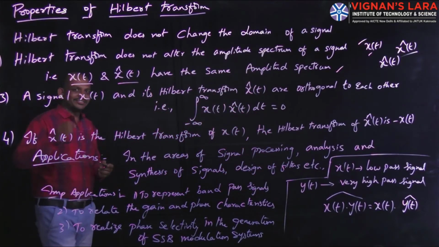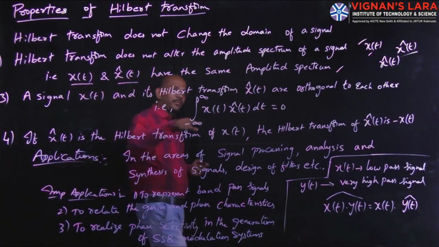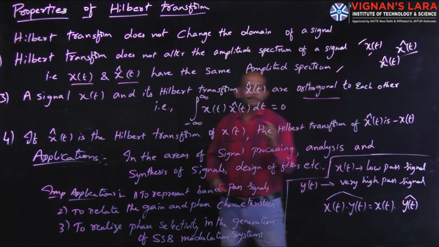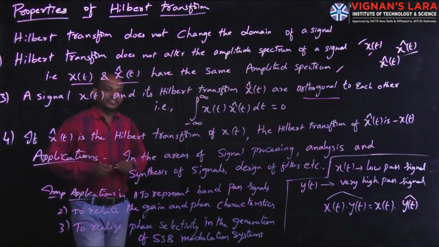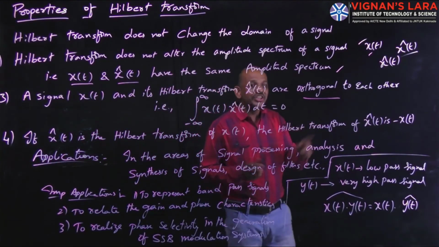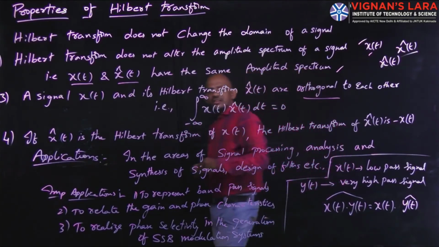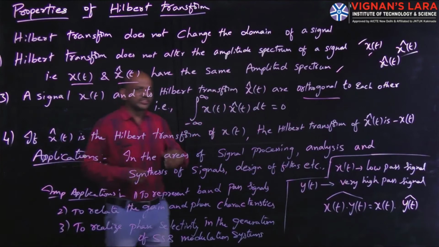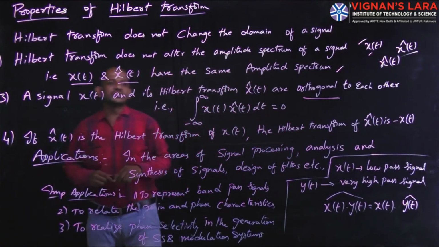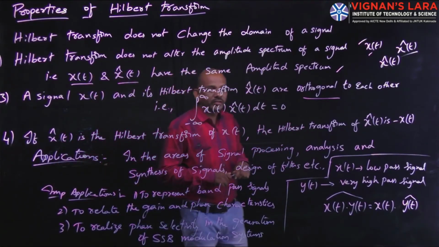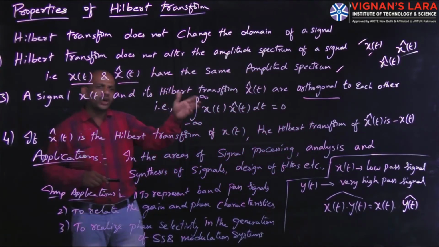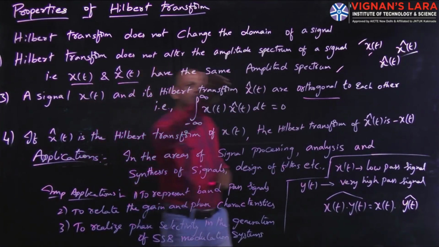And the third one: a signal x of t and its Hilbert transform x cap of t are orthogonal to each other, that is, perpendicular to each other. When we say two signals are orthogonal to each other, it means the integral of the product of the two signals over a given interval is 0. Then I can say the two signals are orthogonal. So here x of t and x cap of t are orthogonal to each other.